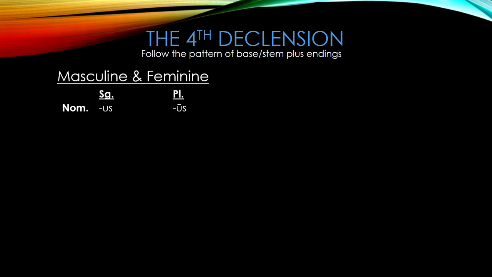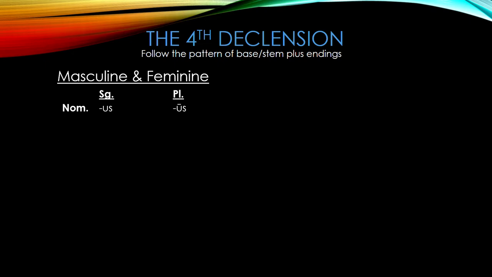The fourth declension of nouns is very easy to recognize, due to the fact that it has a distinctive U in almost all of its forms. Like the third declension, it encompasses all three genders. The masculine and feminine have the same endings, while the neuter has its own set of endings. To decline, just follow the usual pattern of adding the endings to the base/stem of the noun. Remember that you find the stem/base of a noun by taking the ending off of the genitive.